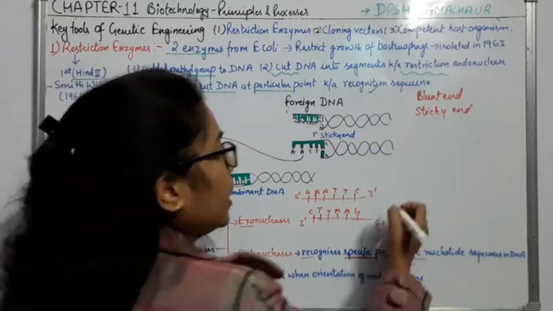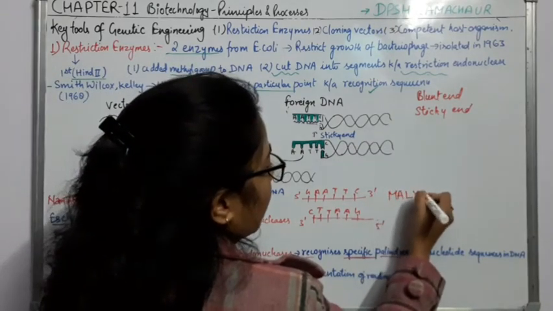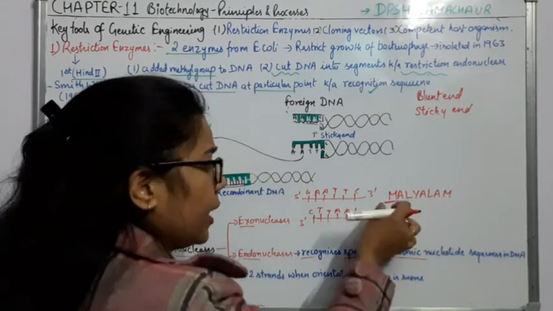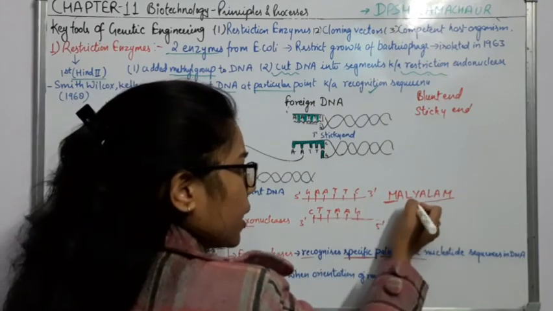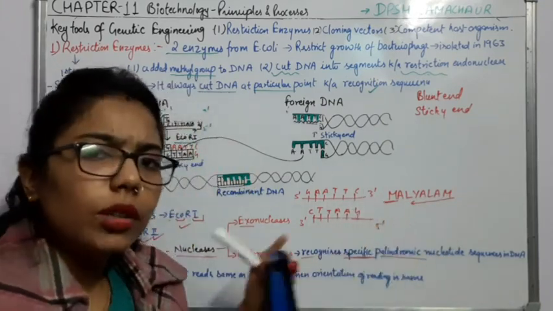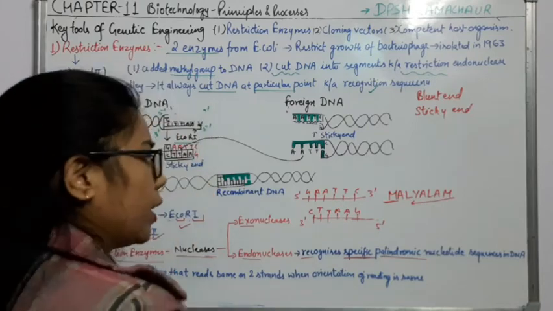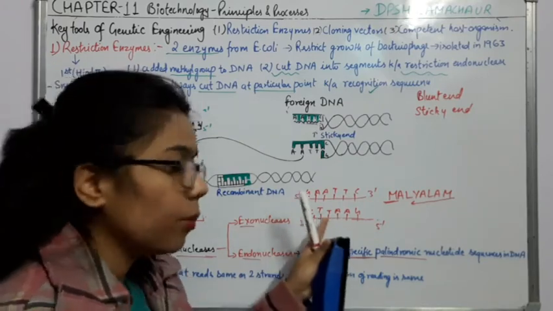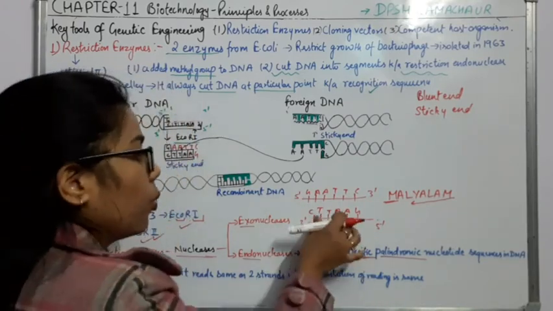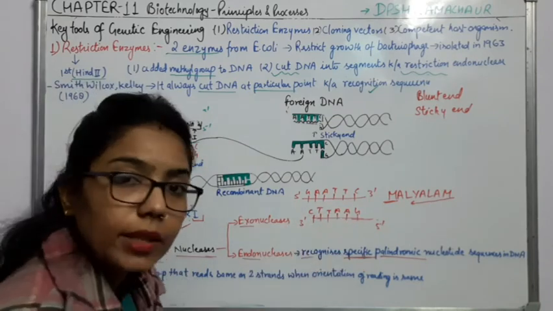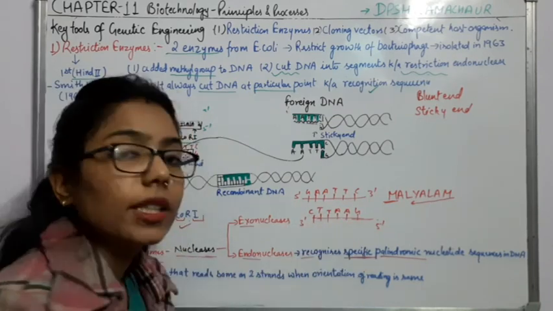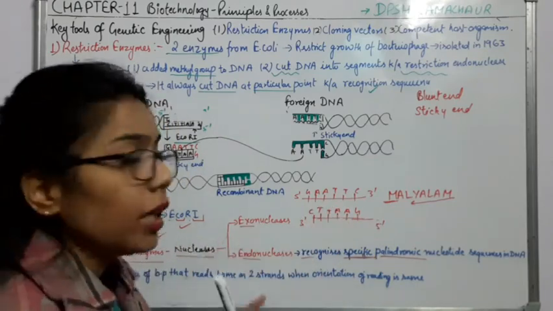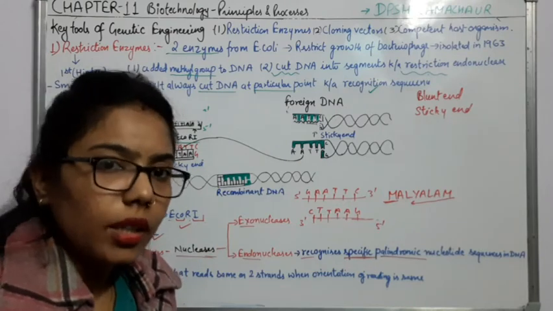And in your NCERT, one example is given, Malayalam. If you read from this side, you get the same one. If you read from this side, again you read the same. So these are the palindromic sequences, and on these palindromic sequences the endonuclease enzymes act. They act only in this palindromic sequence, and in it they have a specific site, and this specific site will be different for the different types of restriction enzymes, right?